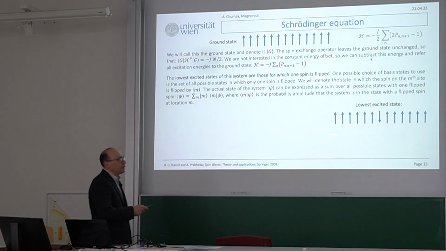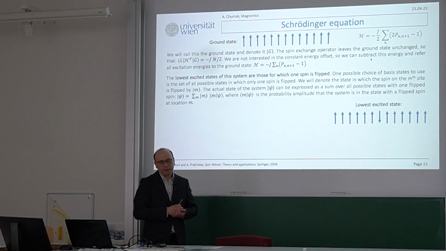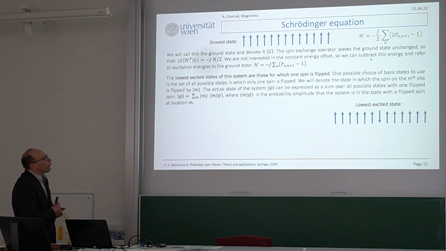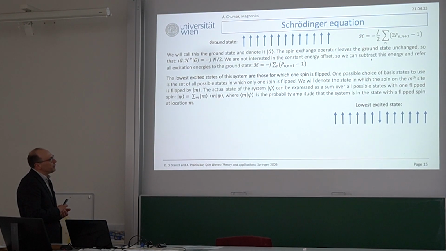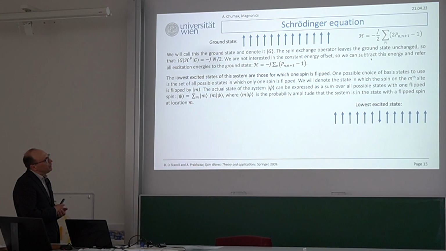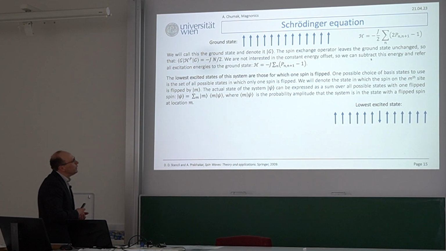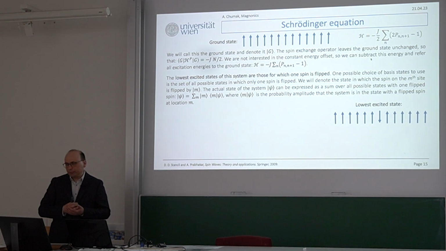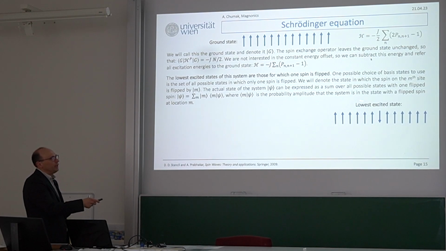What will be the lowest excited state? When one spin is flipped. And let us try to describe it. There are some mathematical steps described in the stencil, but the idea is clear. If you have more than one flipped spin, then the energy, of course, will be higher. So we need, in principle, to describe only the Bloch magnon.